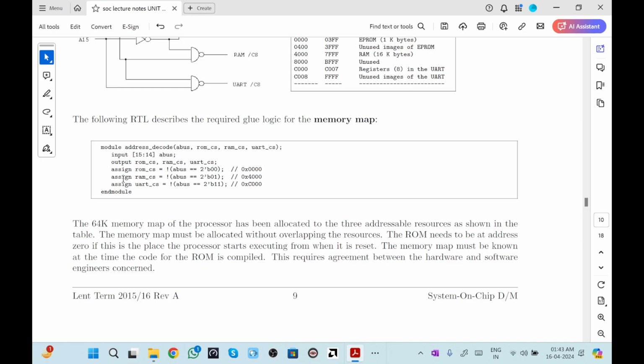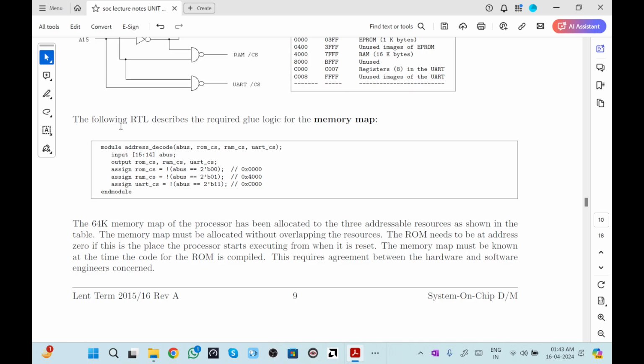And we are using the assign statement. I told you that the assign statement uses structural type of modeling. Then we have behavioral, which uses always. So here we are using assign statements.